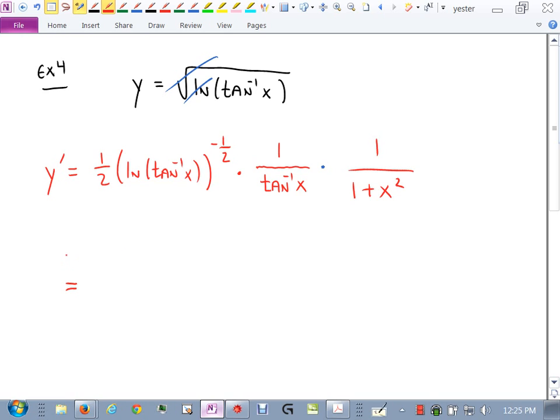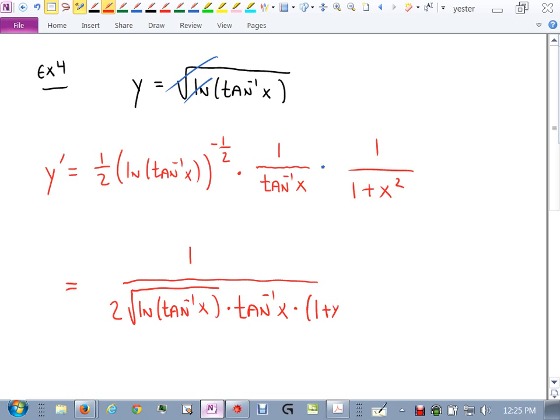Let me see, if I clean it up, I'd have a 1 on top. On the bottom, I have a 2. I would have the square root of natural log arctan x. I'd also have an arctan x down here. I'd also have the 1 plus x squared down there. So that would be your derivative. And just leave it like that. You could shuffle things around. You could put that arctan up here next to the 2 and move that 1 plus x squared up, but that's good enough. Questions? Next one.